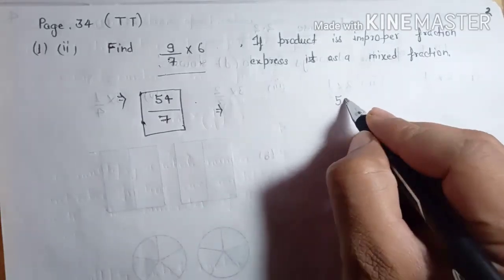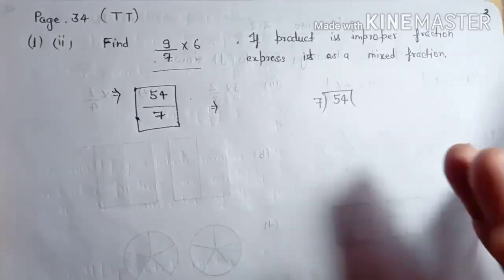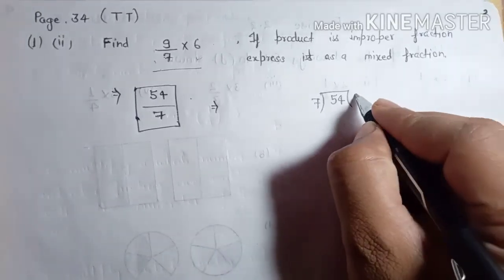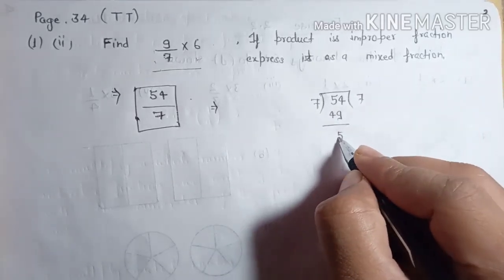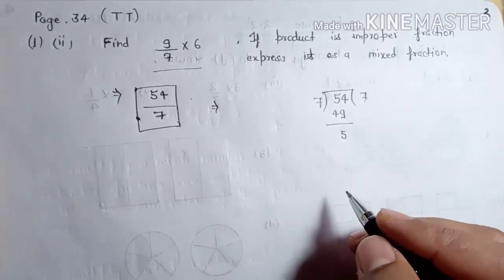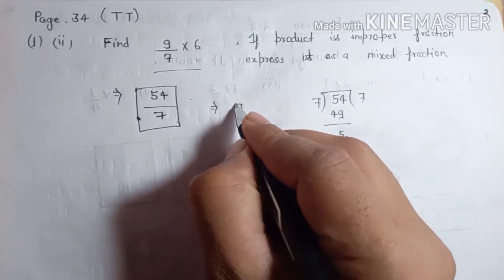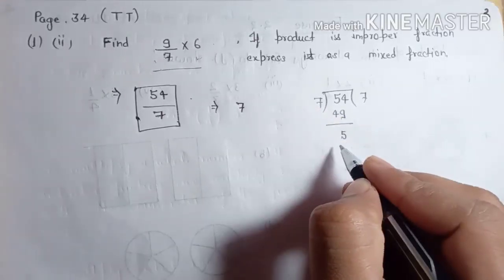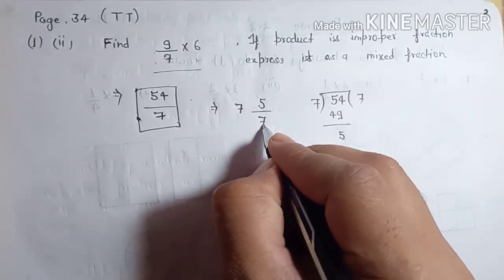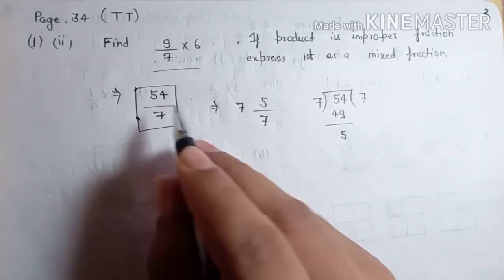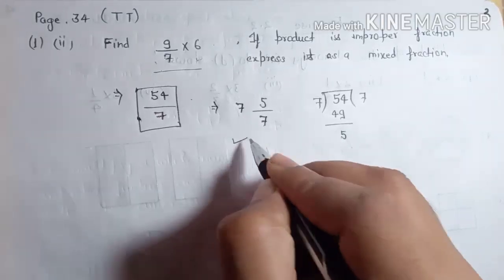Divide this 54 by 7. You have to do this. Okay, this is the general method. 7 7s are 49, and the remainder is 5. The divisor is 7. Now this fraction becomes a mixed fraction, 7 whole 5 upon 7, and this is your answer.